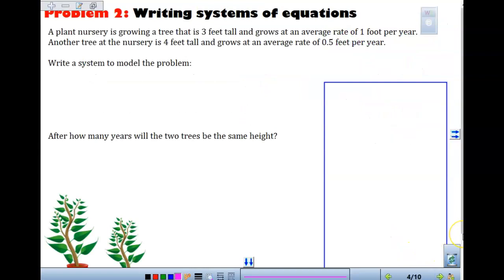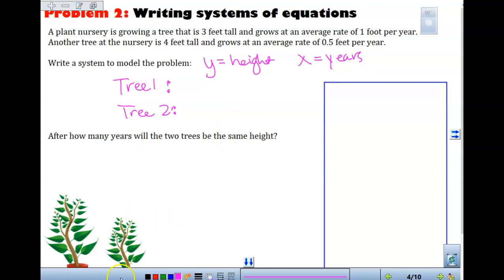On the next page, Elsie, would you please read in the notes about our 2 trees? A plant nursery is growing a tree that is 3 feet tall and grows at an average rate of 1 foot per year. Another tree at the nursery is 4 feet tall and grows at an average rate of 0.5 feet. So start by please writing tree 1 and tree 2. We are going to be looking at Y being the height, and X is our years that it's growing.